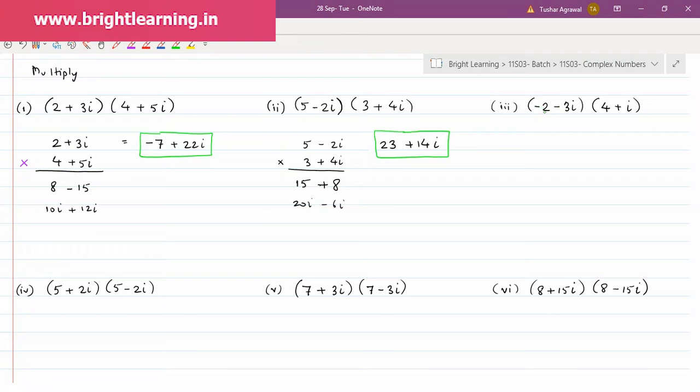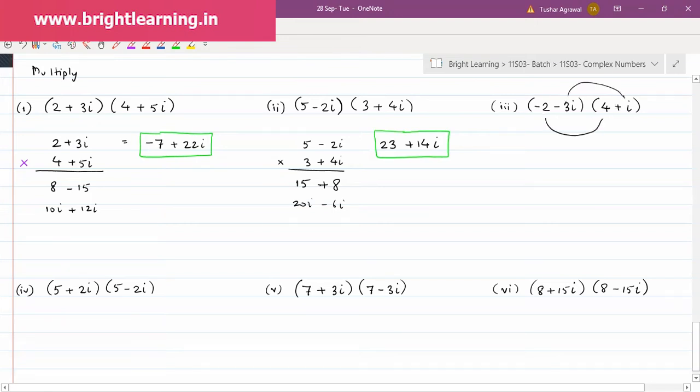Third one. Now third one I will directly do without writing it in the vertical format. Minus 8. This is minus 8 and the second multiplication. This is minus 8 and this is minus 3. But minus 3 I will always have to change sign. Whenever we are multiplying i and i, change the sign. So this is minus 8 and plus 3. Minus 8 and plus 3 will give me the real part. The real part will be minus 5.